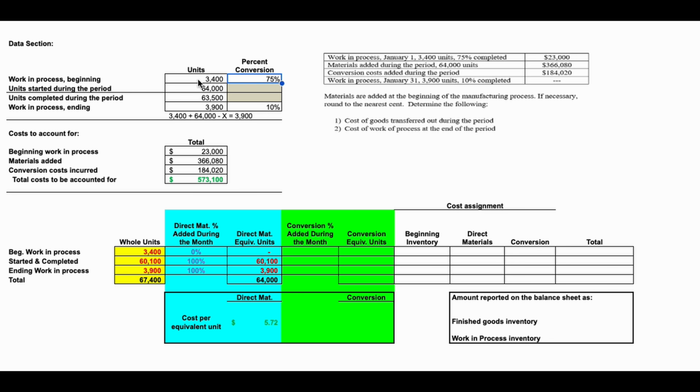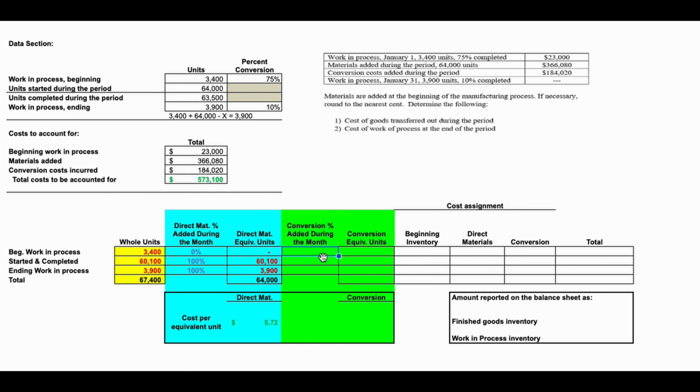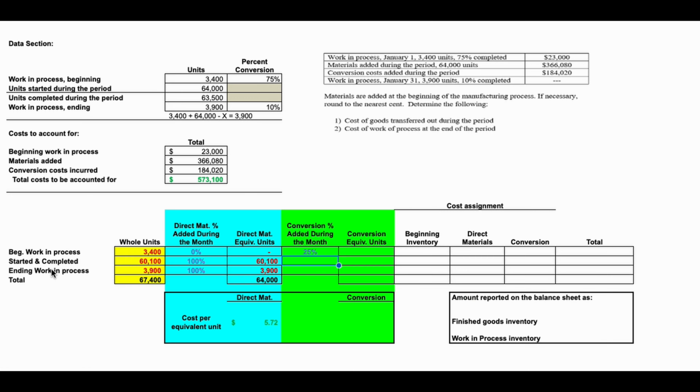My units that were already started last month, this chart is telling me the conversion was 75% complete when we stopped production last month. I have to complete the rest of them this month, which means I have to complete an additional 25%. Now, if a unit was started and completed this month, we put it on our production line and it's all done before the end of the period. That means that all of my conversion is 100% complete by the end of the period.